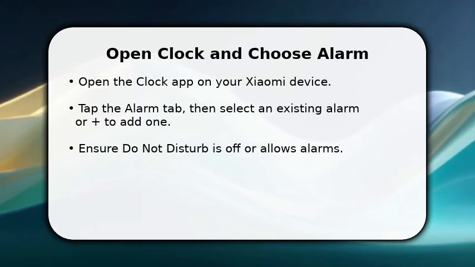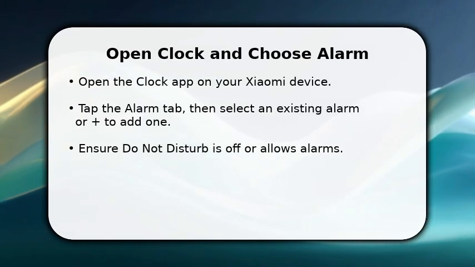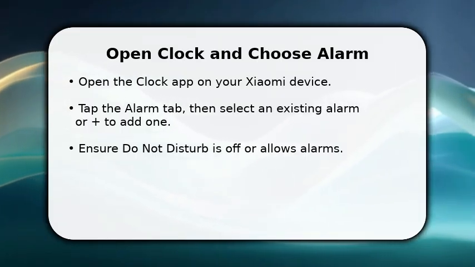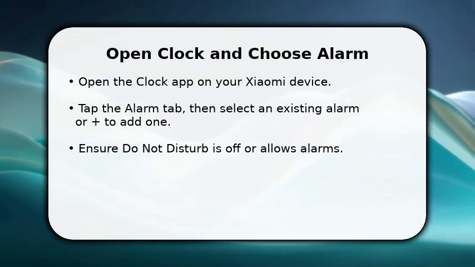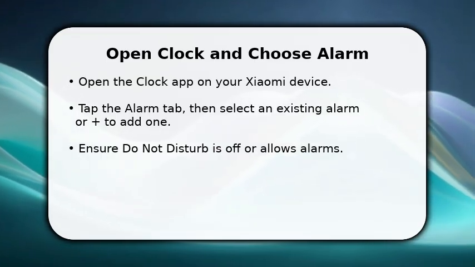You start by opening the clock app and selecting Alarm because that's where sound settings live. Tap an existing alarm or press the plus button to create one. This immediately exposes the sound options. Once done, make sure Do Not Disturb isn't blocking alarms, since that can mute notifications.